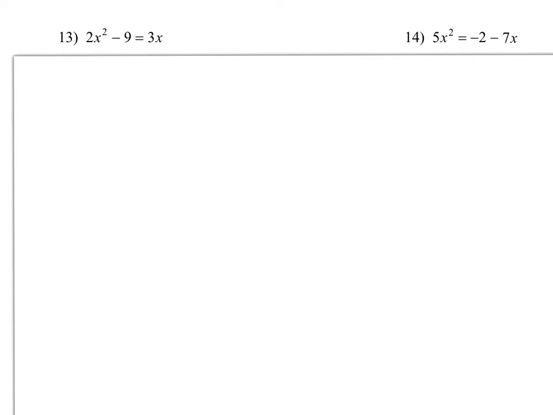All right, next up, number 14. So on this one, I want to get one side to 0 first. So I'm going to move this stuff over here. I really like to have my squared be positive, so I move everything to the side that makes that happen. I need to put this in kind of standard form here. And now I'm going to have to do my x.